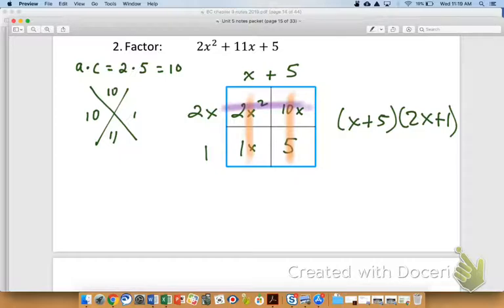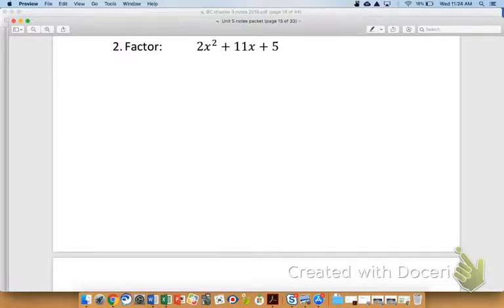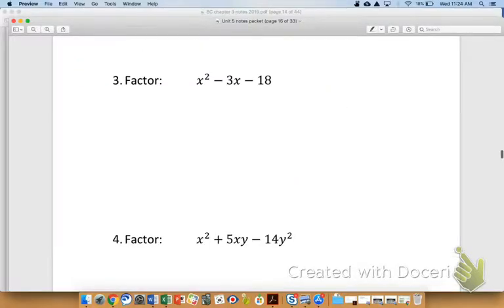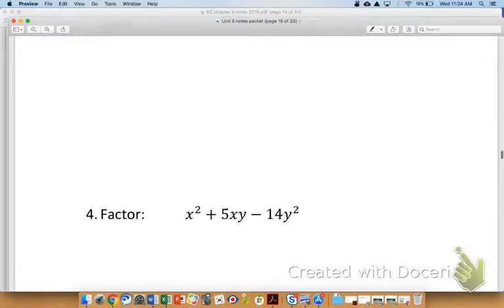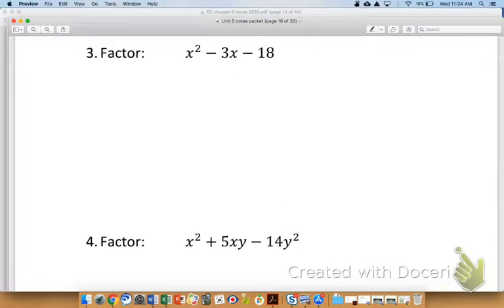All right. Got time for one more. This is 25. So number 3, let's do number 3 for sure. Yeah, this one will work out great. Okay, it's a quadratic in descending order. What is my C value? Negative 18. What's my B value? Negative 3. What's my A value? A is 1. Okay, so A times C is 1 times negative 18, which is negative 18.